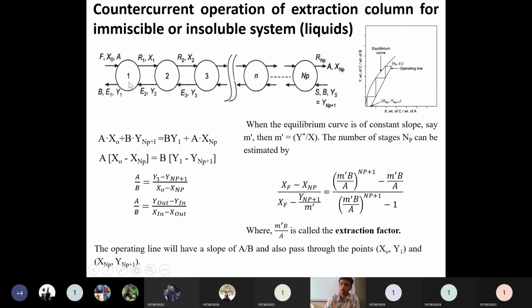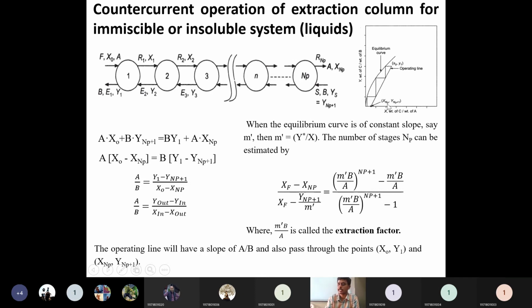So in this type of problem, there will be a case where we have to find out NP, the number of stages. Or in some cases, they will give the value of XNP, and then we have to specify this NP. So that's the case we are going to see in this continuous countercurrent extractor.